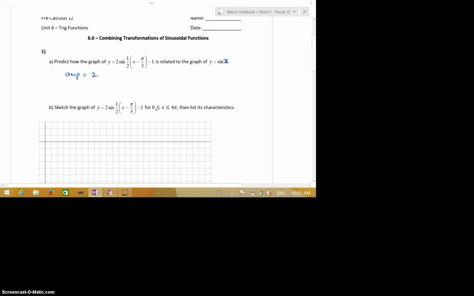We have a horizontal expansion by 2 as well. What that means in a sinusoidal function is that the period of the graph has changed. If it's been horizontally expanded by a factor of 2, we've gone from a period of 2 pi to a period of 4 pi. And we can also determine that by using our period formula. So period equals 2 pi divided by b, which is 2 pi divided by a half, which is 4 pi.